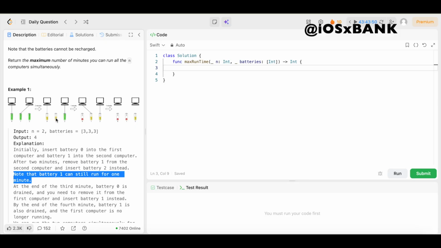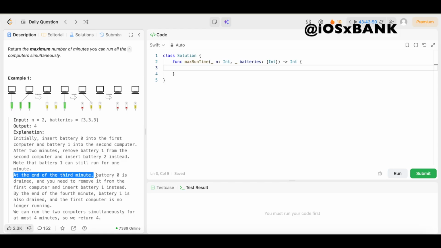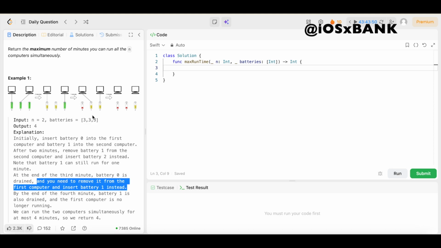This battery right here, battery 1, still has 1 minute left because we removed it after 2 minutes. Initially it has a full battery that lasts 3 minutes, so we still have an extra minute in this battery. Then it says at the end of the third minute, battery 0 is drained. Battery 0 was full, it ran for 3 minutes, and now it's drained.